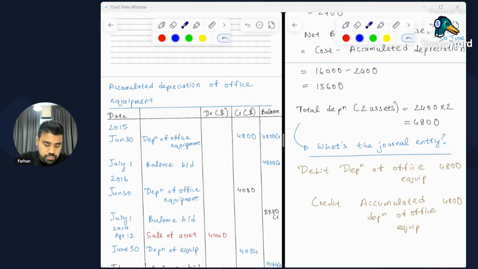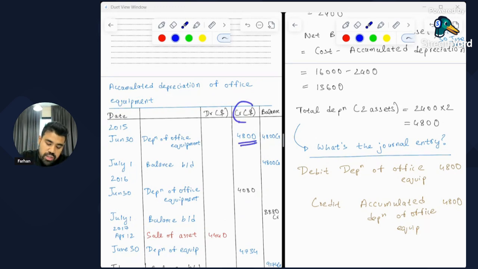Okay? All right. So the first year that just ended is 2015, 30 June, right? And in this year, we have a depreciation of office equipment, which we calculated to be $4,800. And you see that we are using this on the credit side. Why? Let's go to the journal entry. In the journal entry, we debited the depreciation of office equipment, but we credited the accumulated depreciation account, right? Okay. What account is this that we are preparing on the left-hand side? The accumulated depreciation account, right? So in the accumulated depreciation account itself, we have to show this 4,800 within the credit column.